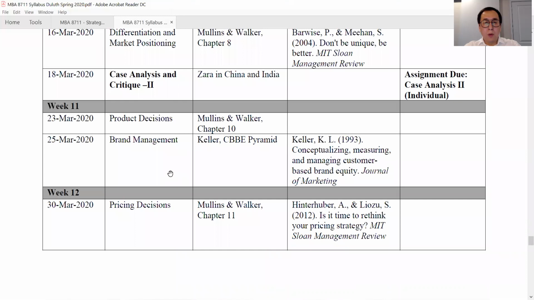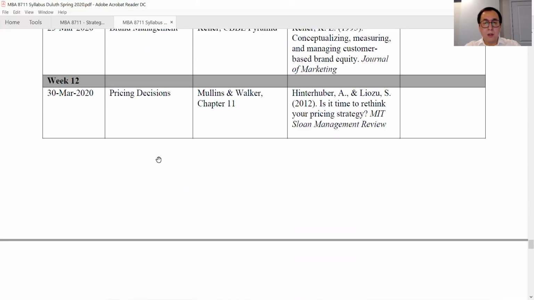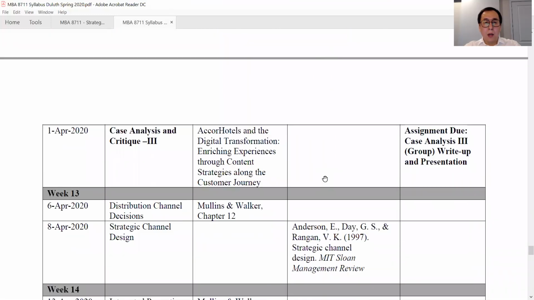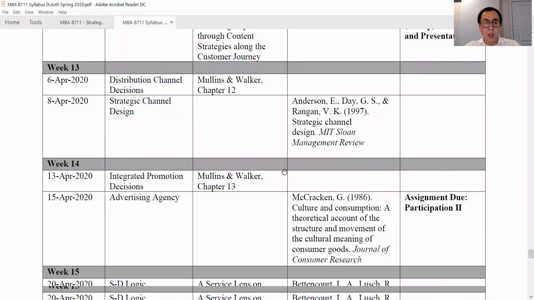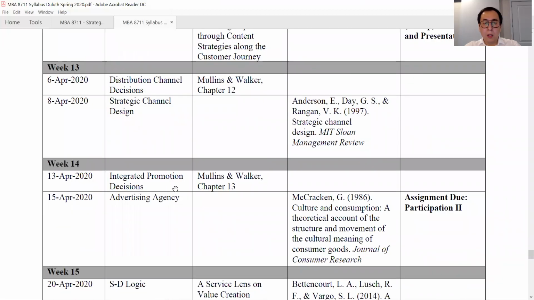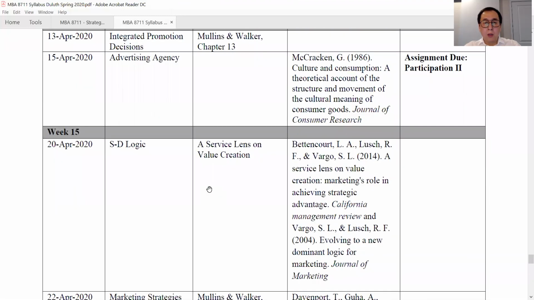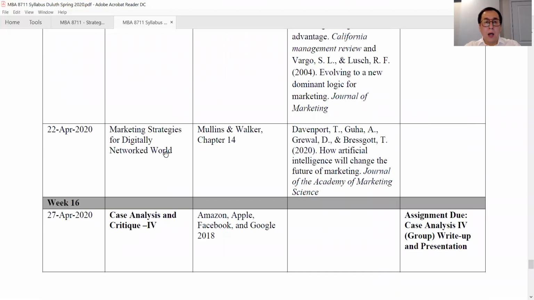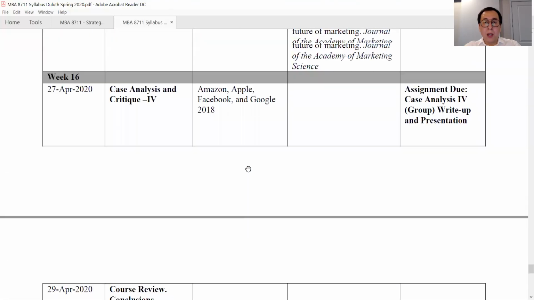Currently we're moving forward into what classically is known as the 4P, where we're looking into product decisions and pricing decisions, and I've recorded a lecture for each of those as well. And then we are now discussing distribution channels, and then we're going to touch on integrated marketing communications, or integrated promotion decisions. After that, I will conclude the class with some of the aspects from S-D logic, as well as the connection to the digitally networked world, and some of the core aspects that are happening at this moment in time, looking into artificial intelligence. So we'll talk more about the technology aspects.